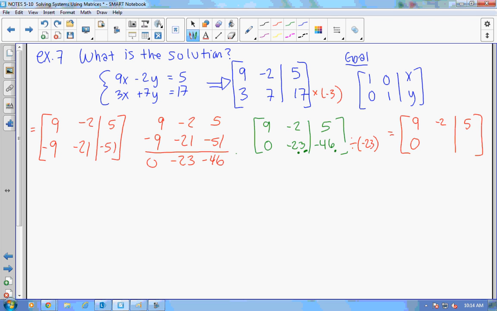Okay, Tyler, what's negative 23 divided by negative 23? 1. And negative 46 divided by negative 23? 2. So we actually just solved for one of the variables. This bottom row, that 1 is in which column? The X or the Y column? The Y column. X is first, Y is second. So we've just found that Y equals 2. We're halfway there. Any questions of what we've done so far?